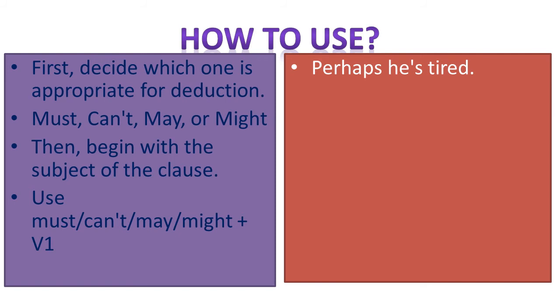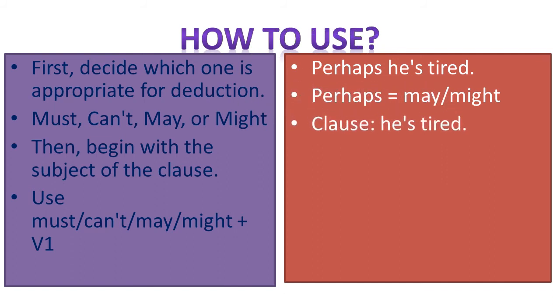So let's see here once. Here, perhaps he's tired. On the basis of it we can decide, we can use either may or might. Then our clause is he's tired. So subject he, might, be. Here it changes: verb 1 is be, and tired.